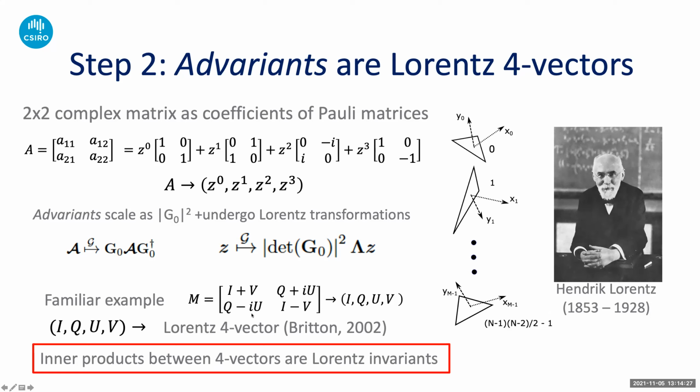Why are we so interested in identifying Lorentz 4 vectors? That's because we know that under Lorentz transformation, certain properties are invariant, such as the lengths, and also any inner products between any 4 vectors are also invariant. And this is the property that we'll be using to figure out our invariants.